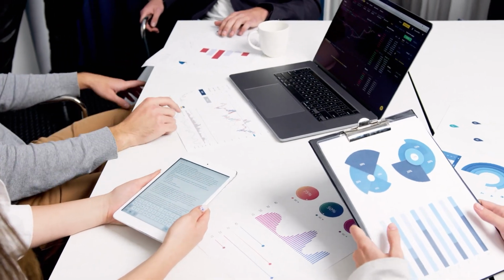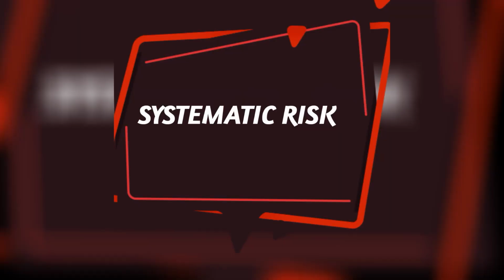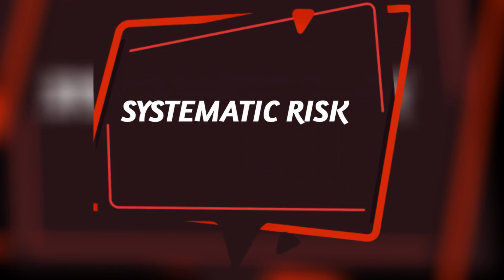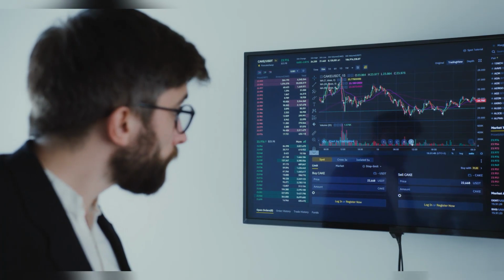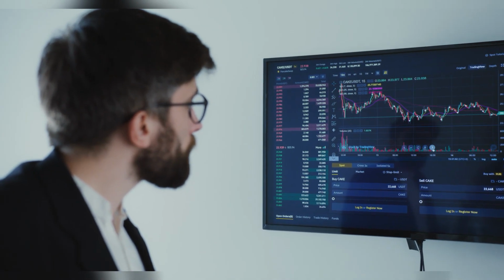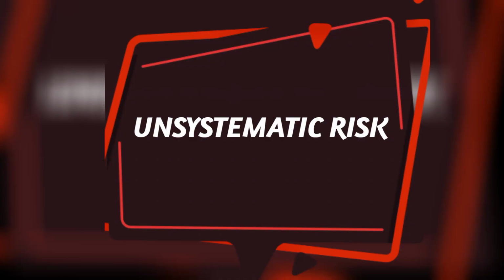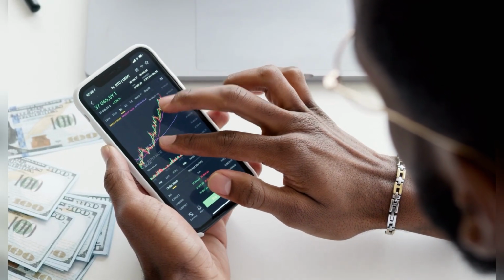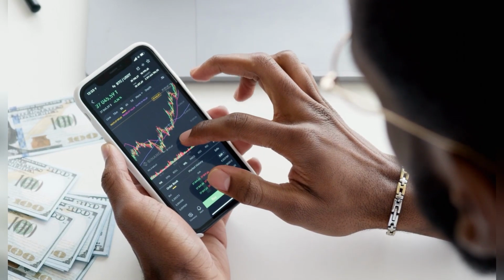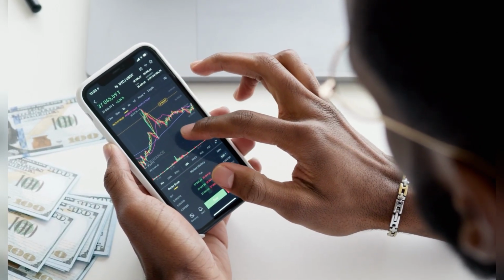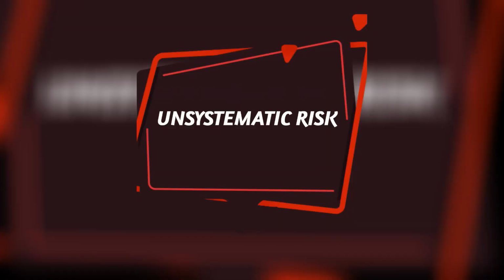It's also important to understand the difference between systematic risk and unsystematic risk. Systematic risk is the risk that's inherent in the entire market, such as the risk of a recession or a major geopolitical event. Unsystematic risk, on the other hand, is the risk that's specific to a particular company or industry. By diversifying your investments across different sectors and asset classes, you can reduce your exposure to unsystematic risk.